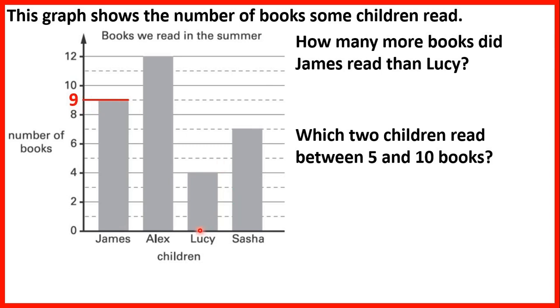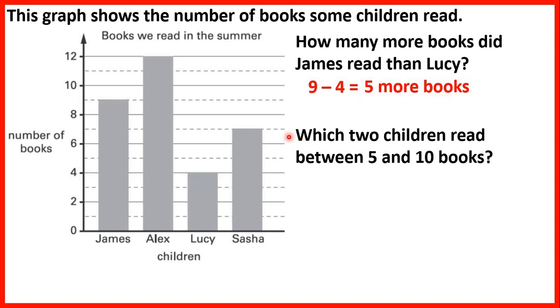And then, if we find the bar for Lucy, go up to the top and look across, we can see that she read 4 books. Now the question asks how many more books did James read than Lucy. So we need to find the difference between 9 and 4. And to do that we can subtract, and 9 minus 4 is 5. So James read 5 more books.